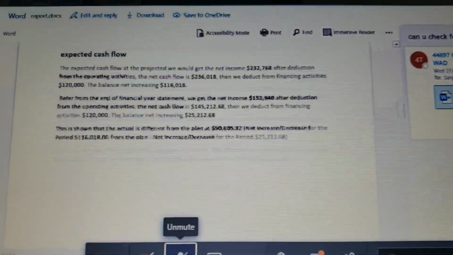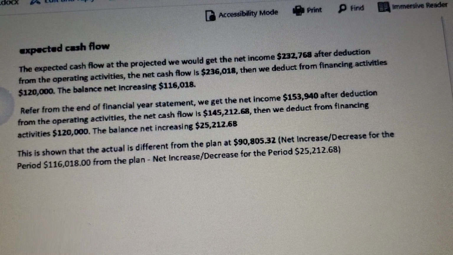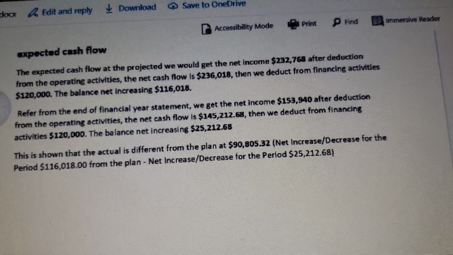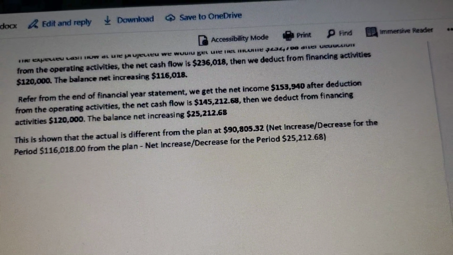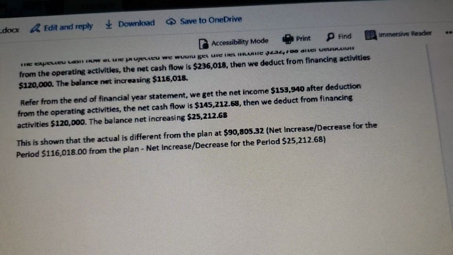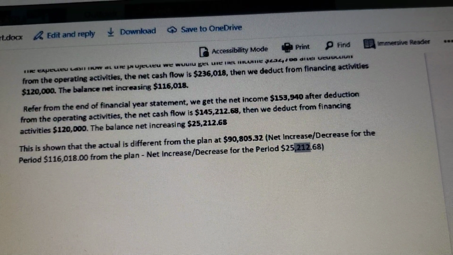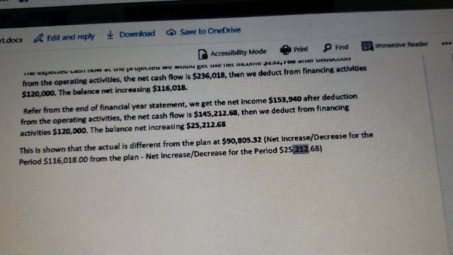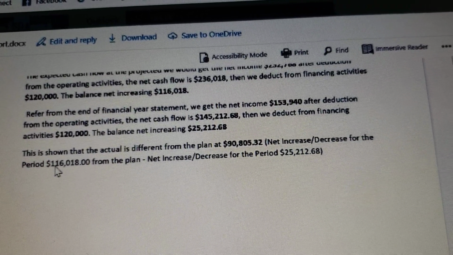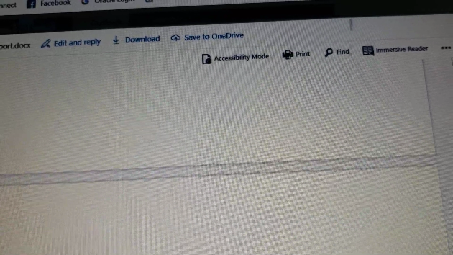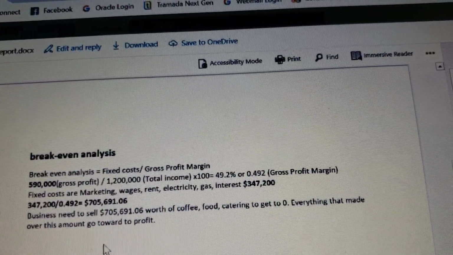Now, a couple of other ones. So here, somehow just write that the actual increase for the business was only 25,000, whereas they thought it would be this much. So just word it a little bit different. And then break-even analysis, you just did it how I had it, that's fine.